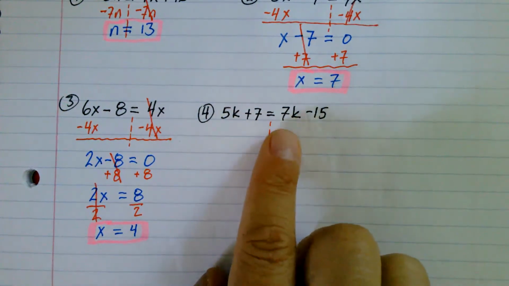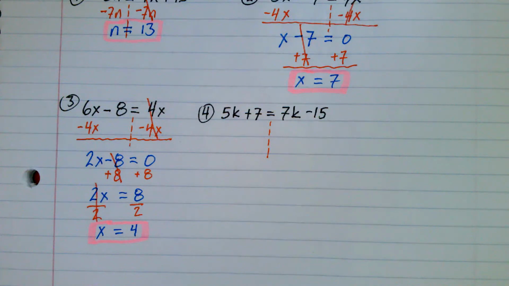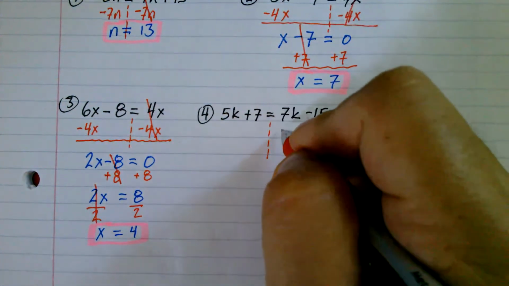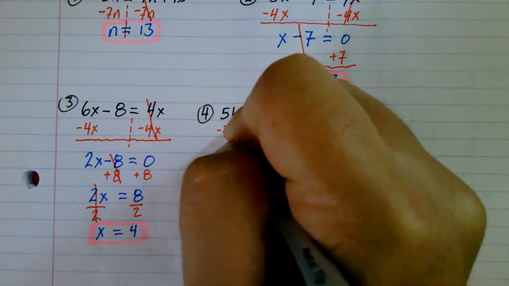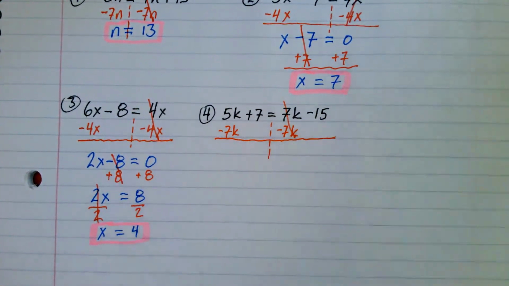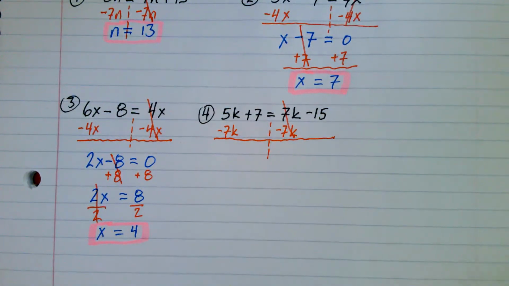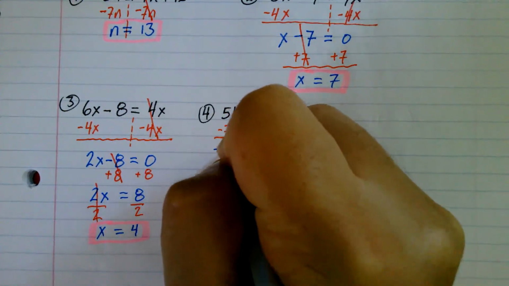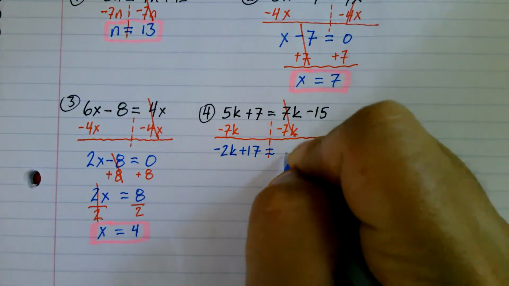So say I want to get rid of this one here. What would I do to get rid of 7k? I do negative 7k. Let's do that. Negative 7k. We'll cancel that. And now here's where it gets a little interesting. It's not very hard. You guys are very bright. 5k and negative 7k. You're adding those two together. It's negative 2k plus 17 equals negative 15.